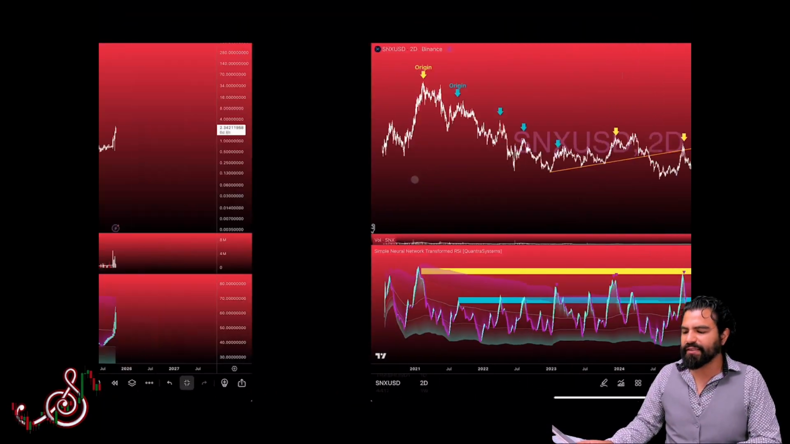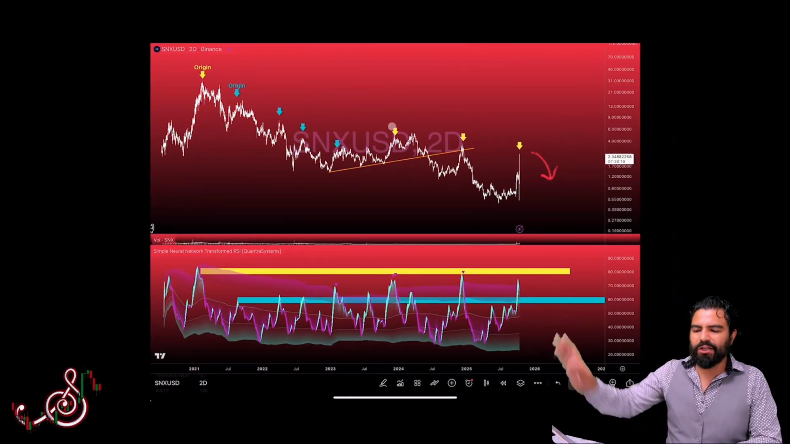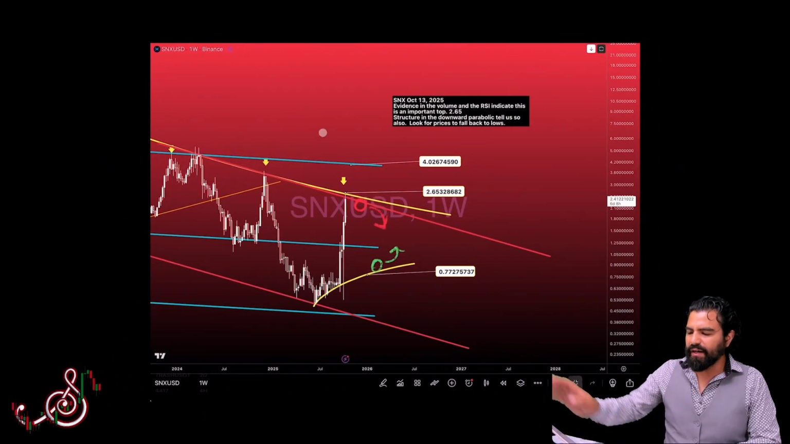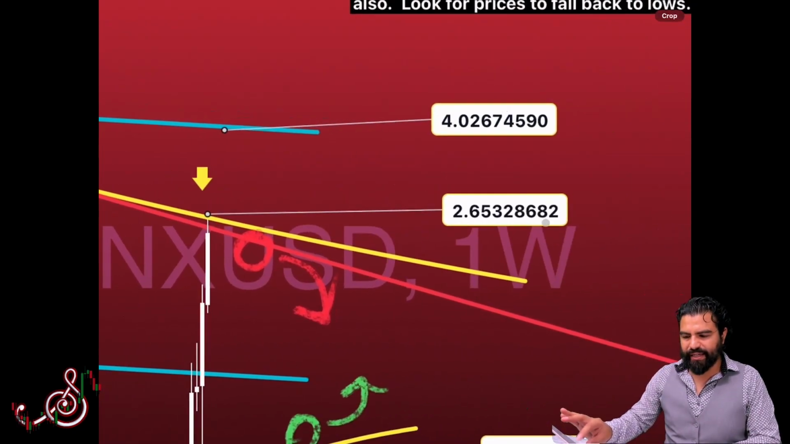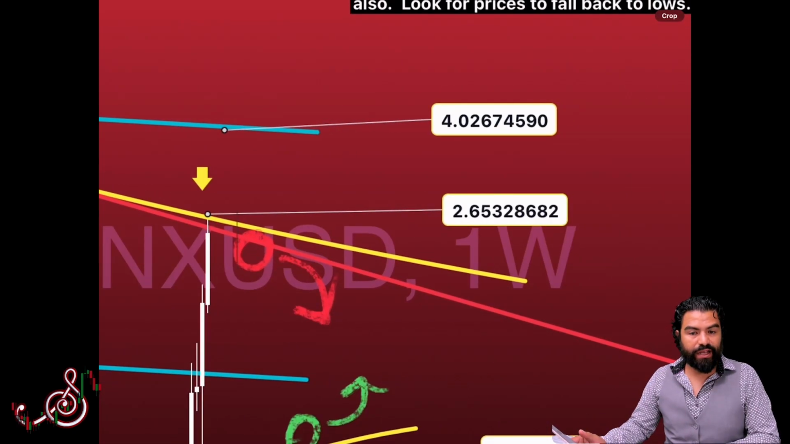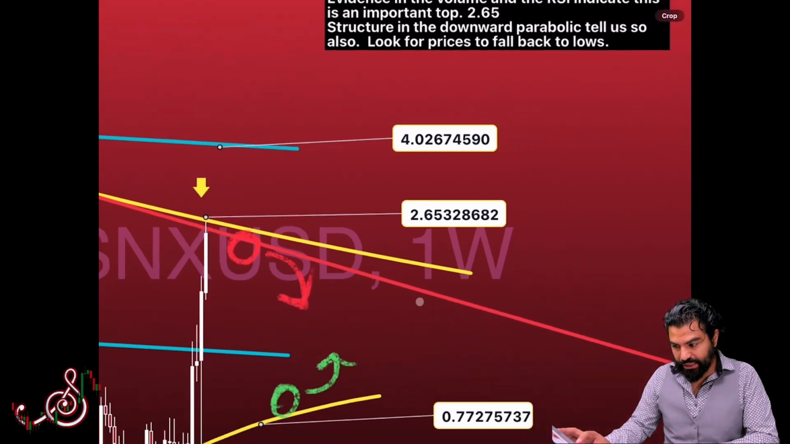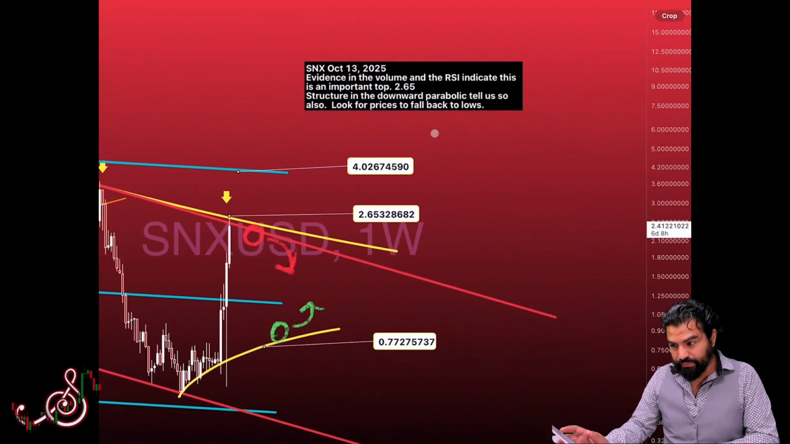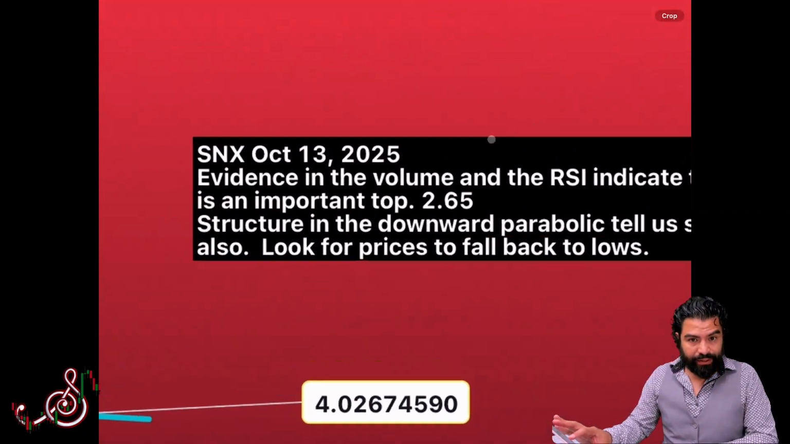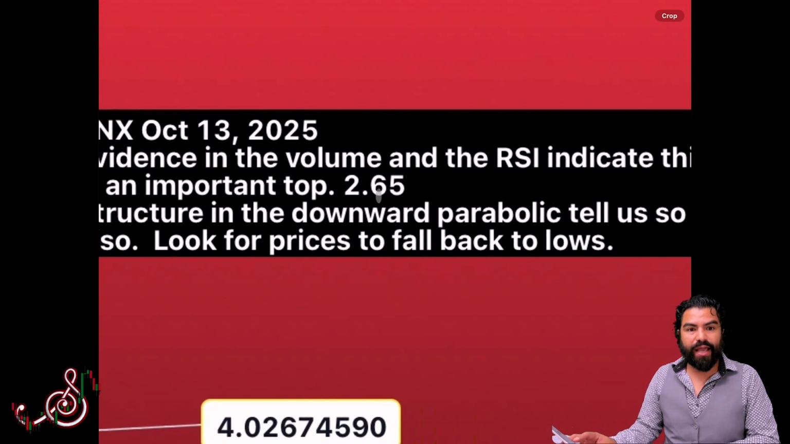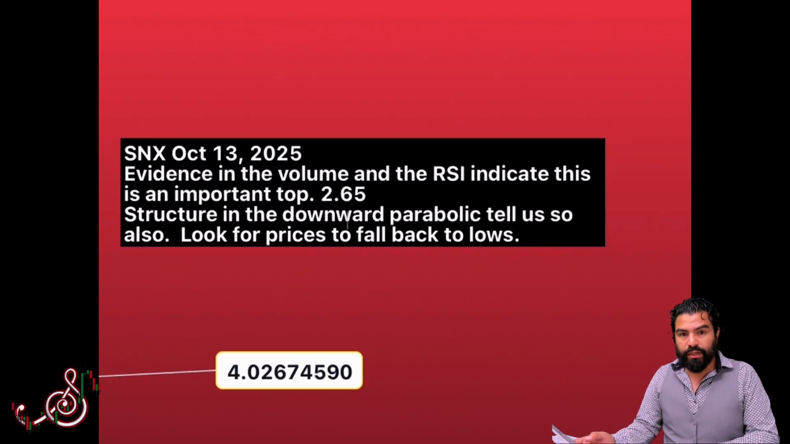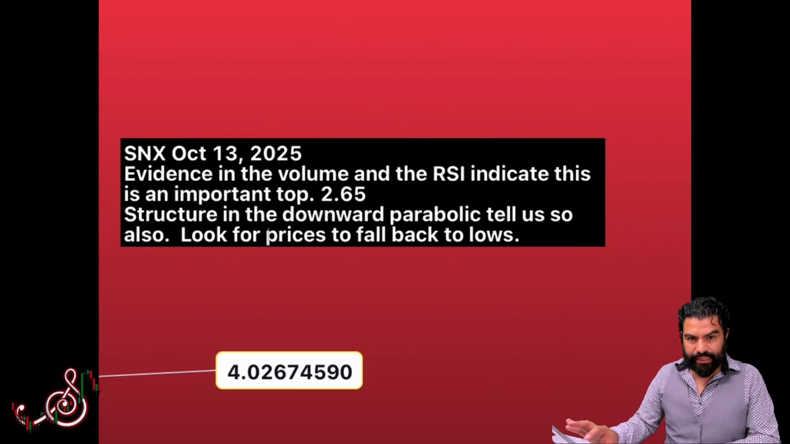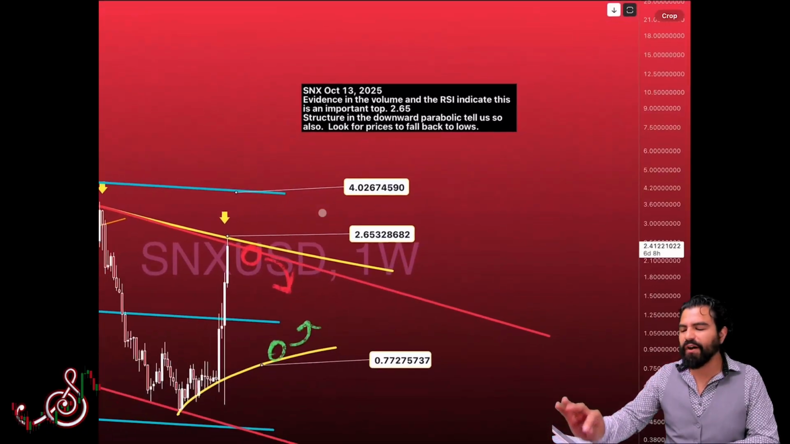Let's cover that resistance. The resistance on SNX is a larger downflow of the entire move, and we can connect these tops together to tell us, hey, at 265, there's a top. That was where we were live in class session on a weekly chart. We looked at a few things, in this case evidence in the volume and the RSI indicate that this is an important top. Structure in the downward parabolic also tells us to look for prices to fall back to lows.